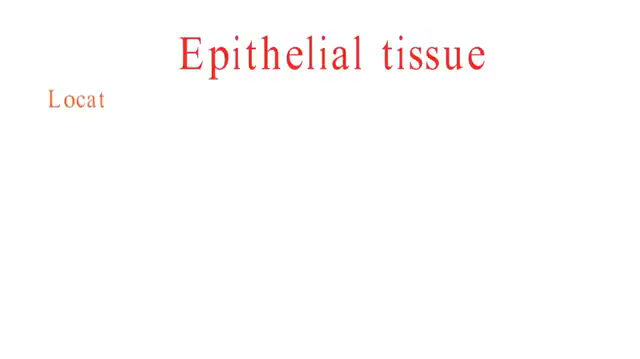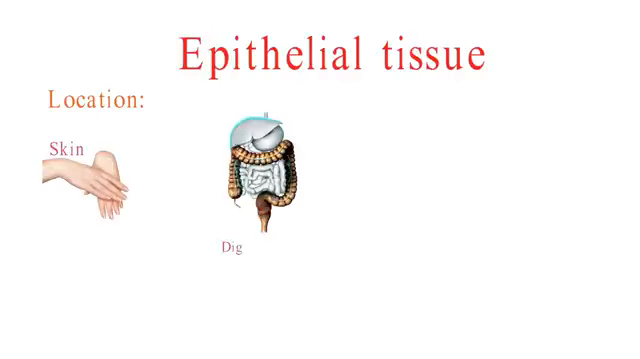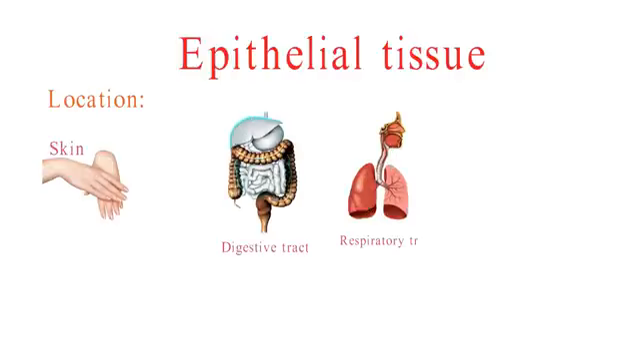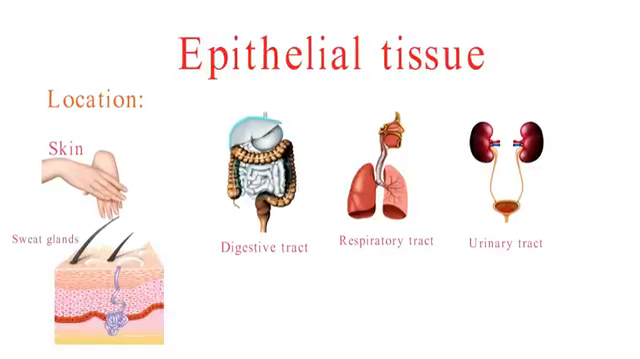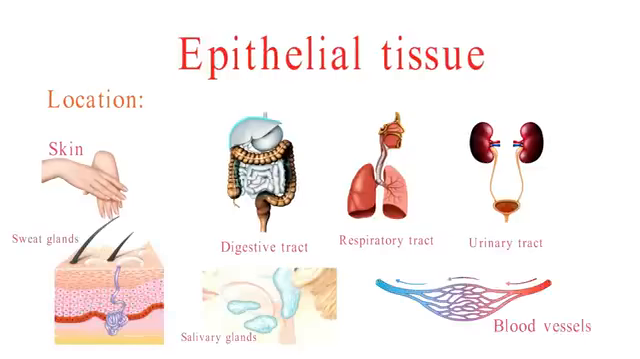Epithelial tissue is found all over the body, including skin, lining of the digestive tract, respiratory tract, and urinary tract, glands, such as the sweat glands and salivary glands, lining of the blood vessels and other organs.